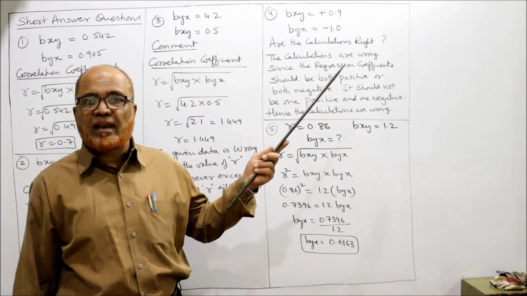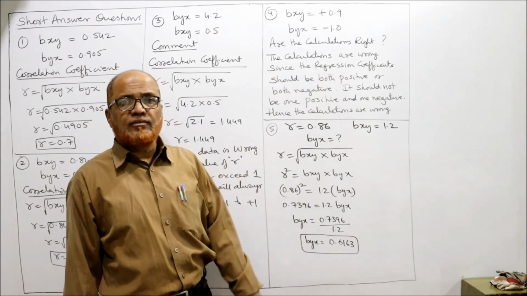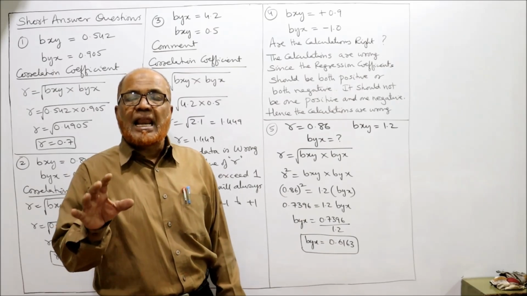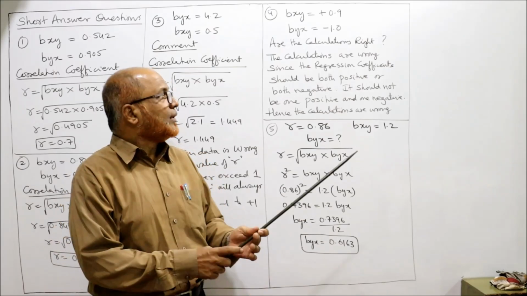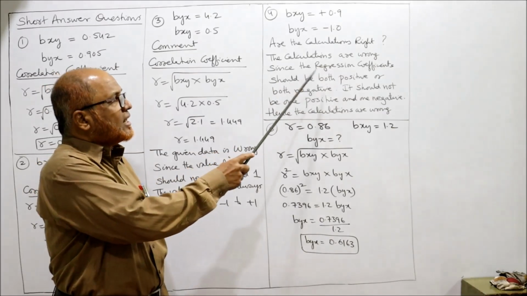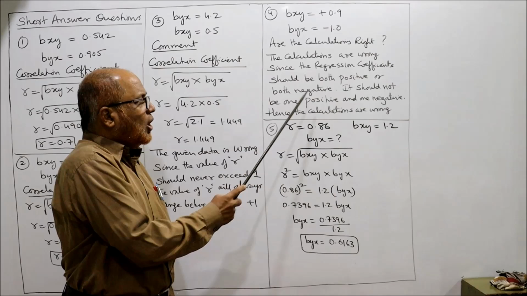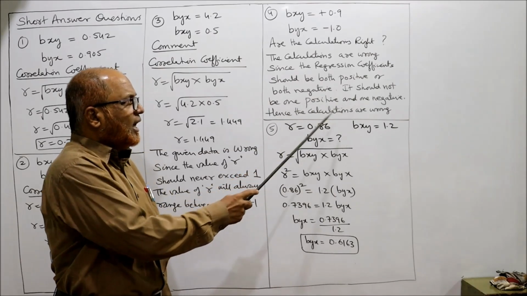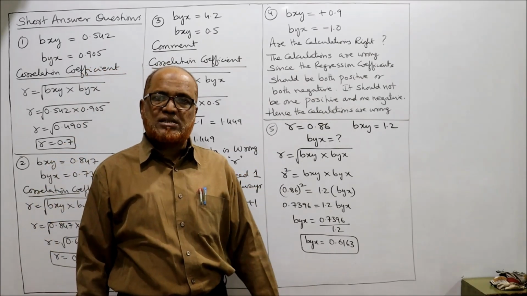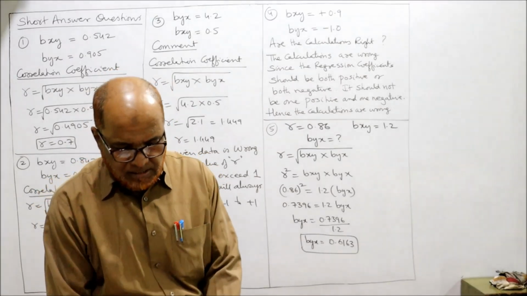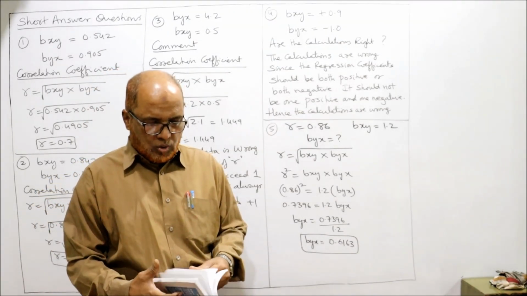Here the student has calculated one positive, one negative. So that means his calculations are wrong. The calculations are wrong since the regression coefficients should be both positive or both negative. It should not be one positive and one negative, hence the calculations are wrong. That's it. Now, see the last, fifth short question.